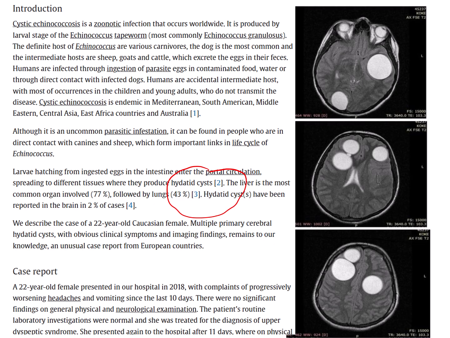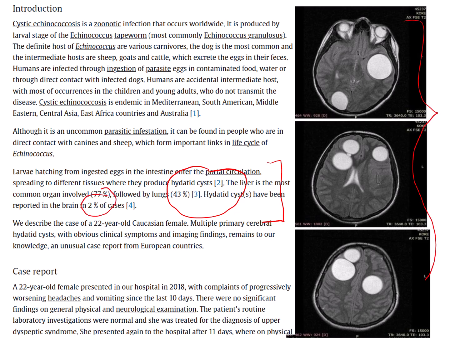But for the eye or brain, if cysts develop there, symptoms usually appear a little bit earlier. So larvae hatching from the ingested eggs in our intestines can enter the circulation and then spread to different tissues where they form these hydatid cysts. The liver is the most common organ involved at 77% shown here, followed by the lungs, and the brain is fairly rare, showing up in about 2% of cases.